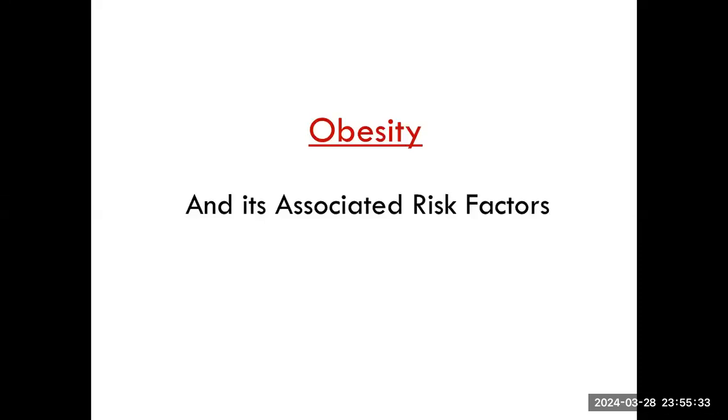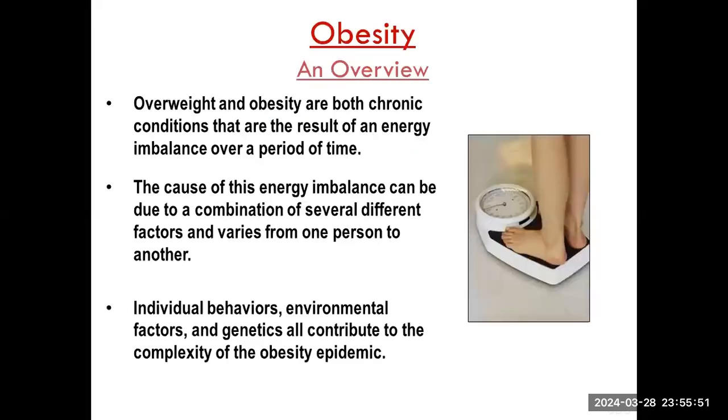Obesity and its associated risk factors. Remember that if the BMI is 30 or more, then the person is obese. And when someone has a BMI of 30 or more, what are the risks associated with obesity? Overweight and obesity are both chronic conditions that are the result of an energy imbalance over a period of time. If you take more and more food that gives you more and more energy, then obviously the excess keeps on depositing, and the person becomes obese.